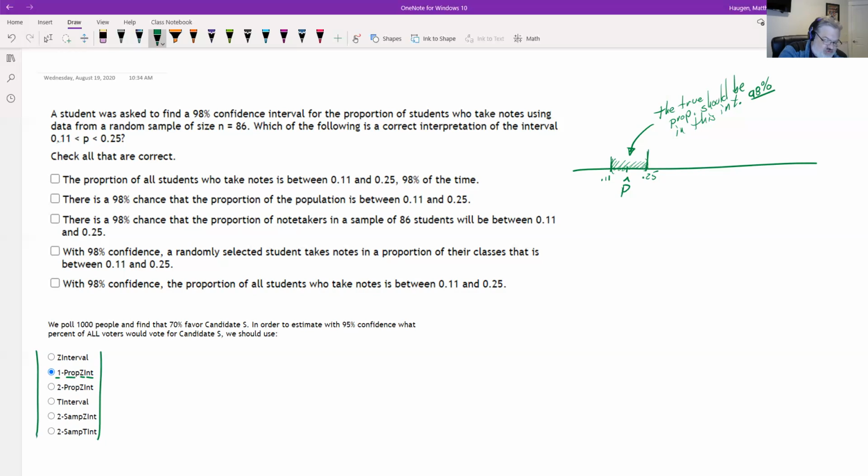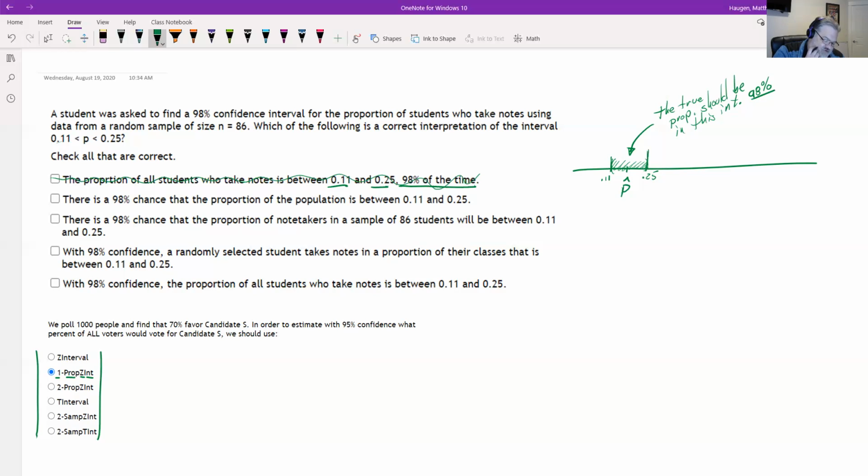The proportion of all students who take notes is between that and that 98% of the time. Is that what the 98% is saying? No, they're saying that the true proportion is somewhere in between. We're 98% sure the true proportion is somewhere between the 11% and 25%. We're making no argument about how often it occurs within that range. So that sounds kind of close, but not what our confidence interval actually says.